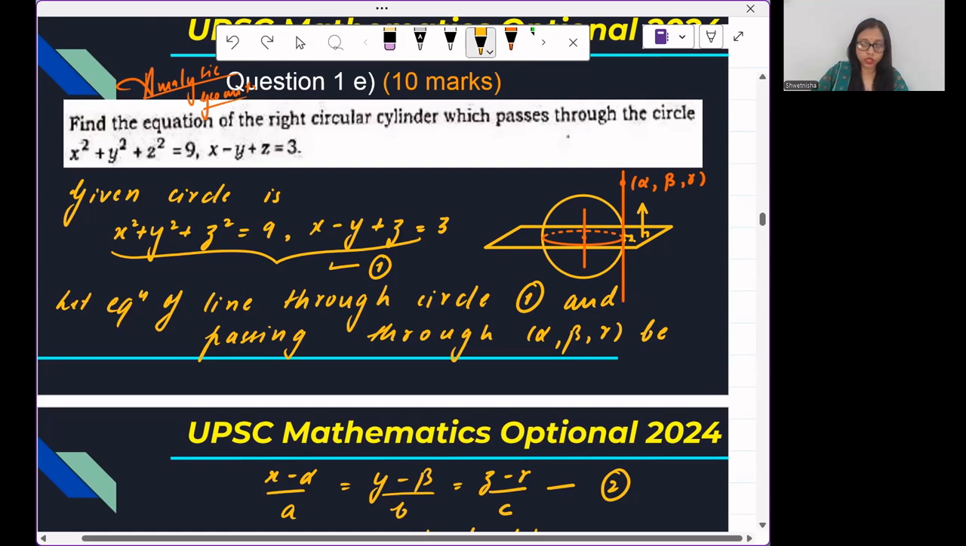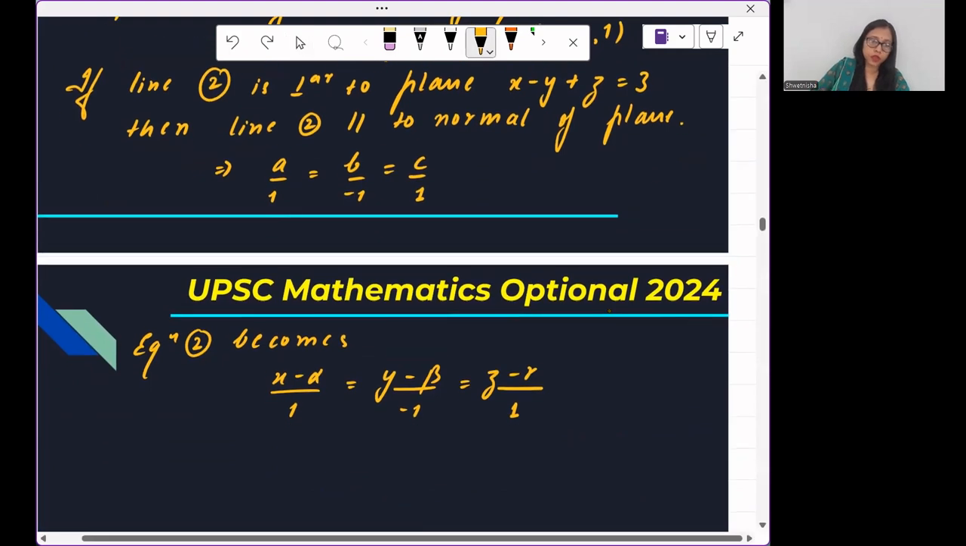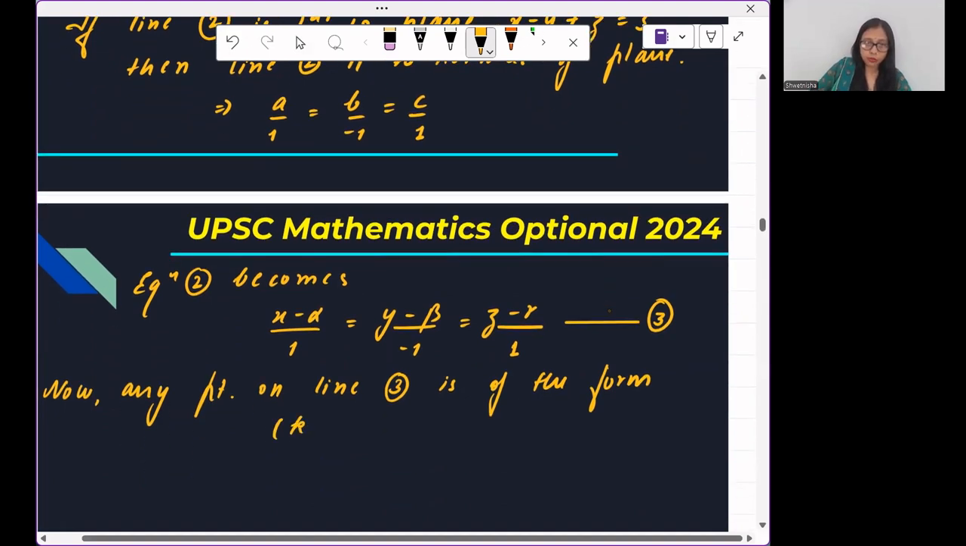So what does a general point look like on this line? Any point on the line given by 3, now line 3 is of the form, just equate it with k. If you equate it with k, find out x: x is k plus alpha, minus k plus beta, and k plus gamma is of this form.